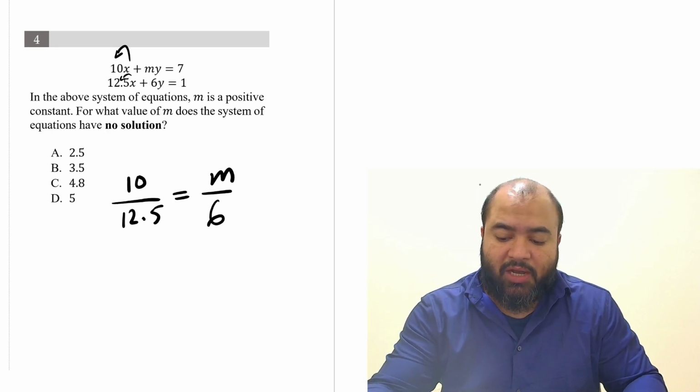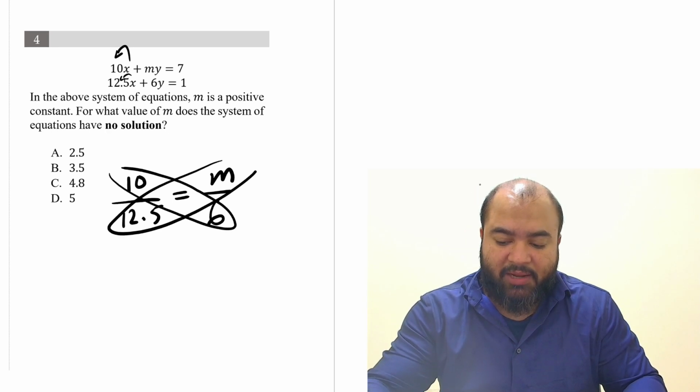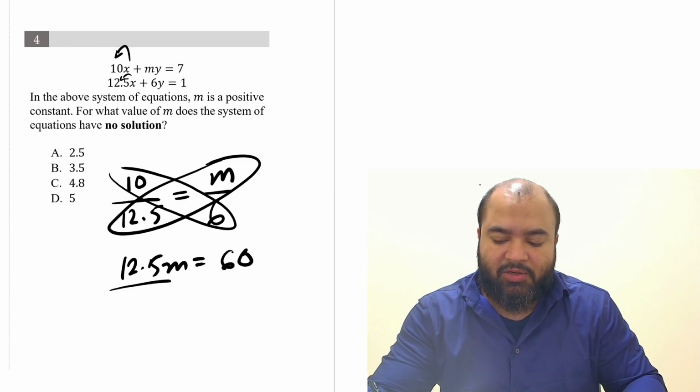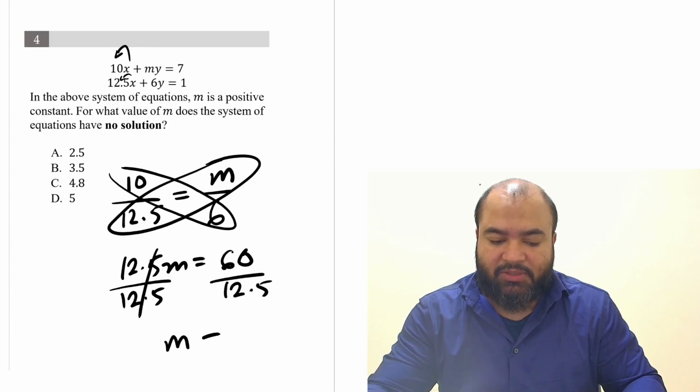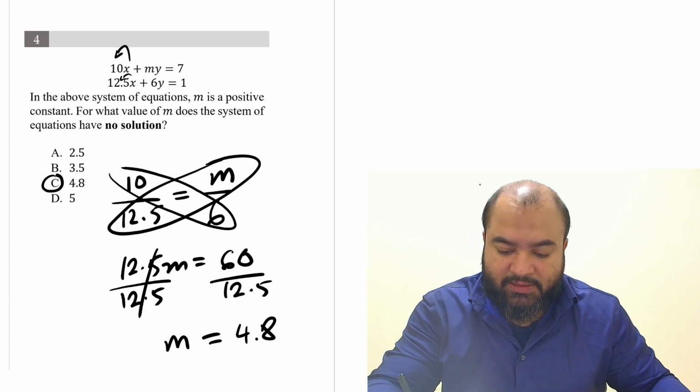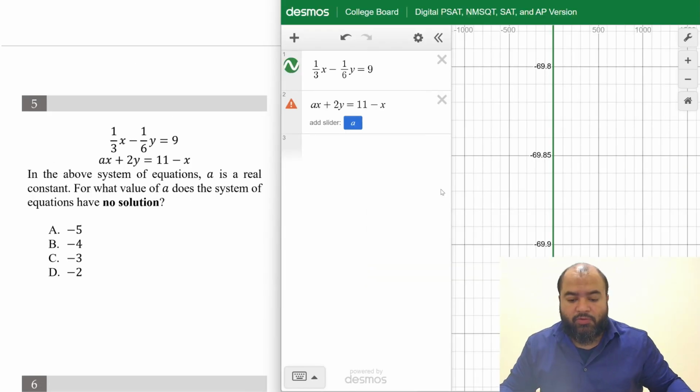Okay. So now you just solve for m, cross multiply. So 12.5m equals 60. Now divide both sides by 12.5. So m is equal to 4.8. That's the answer.